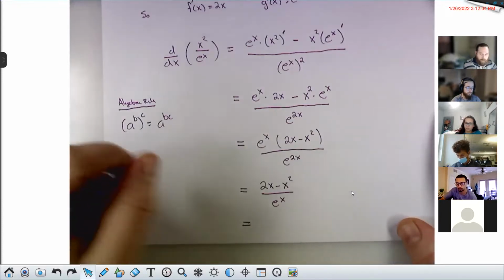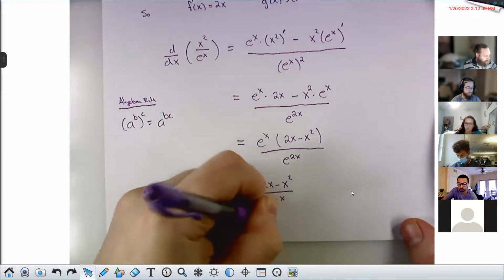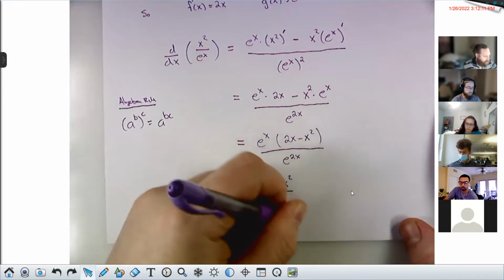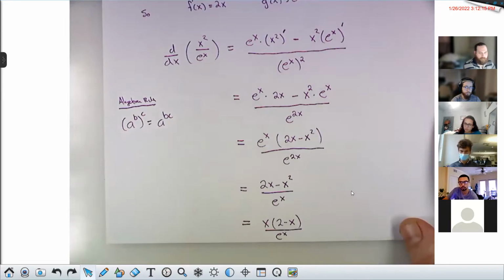If I was going to go on to try and find horizontal tangents or something here, I would factor the top as x times 2 minus x, and then leave the bottom as e to the x.